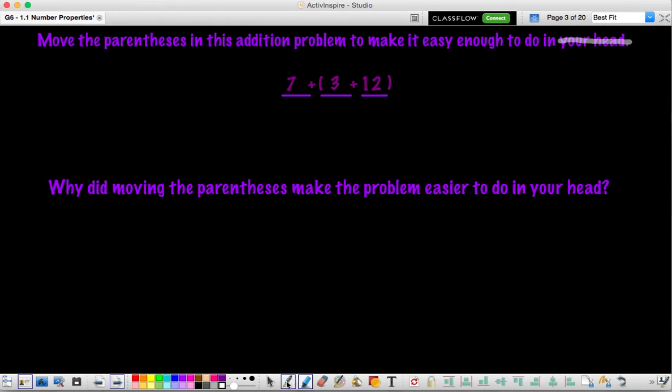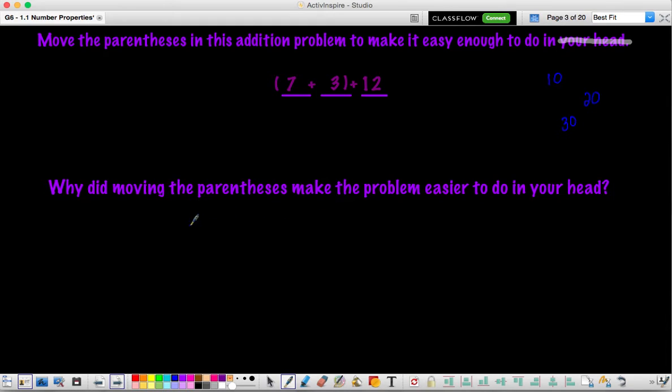We want to get faster at our math facts and adding and subtracting in our heads. And I know that when I'm adding with the numbers 10 or 20 or 30, numbers that are multiples of 10 are significantly easier to add by because of the fact that they have zeros here. So instead of adding 3 plus 12 first and getting 15 and then having to add 7, I can move my grouping and add 7 plus 3 first.